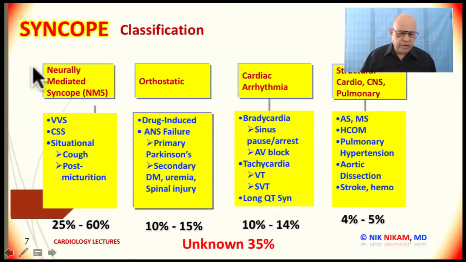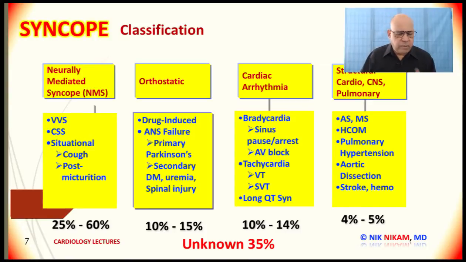If you look here, the neurally mediated type is mediated by the sympathetic or the parasympathetic system, more by the parasympathetic acetylcholine release. This accounts for close to 25 to 60% of the patients who present with syncope. And generally, these patients do recover fairly well. In this group, we have a common denominator, and that is the hyperactivity of the parasympathetic system with the discharge of acetylcholine, which causes all this havoc.